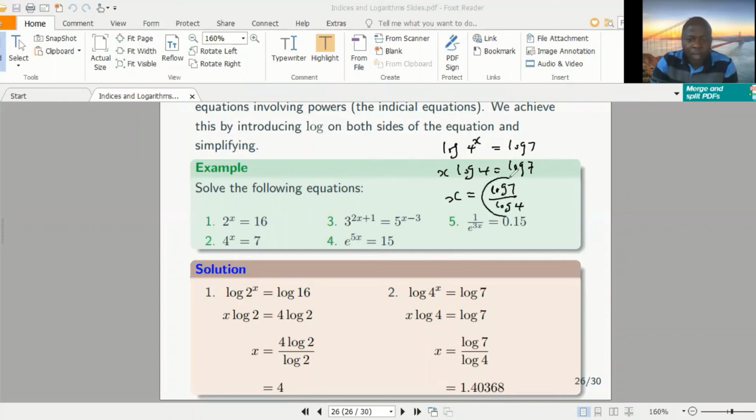And here you can use your calculator, because this one cannot be simplified further. Take log of 7, get it, and then divide by log of 4. You should be getting something like that. Just use your calculator.